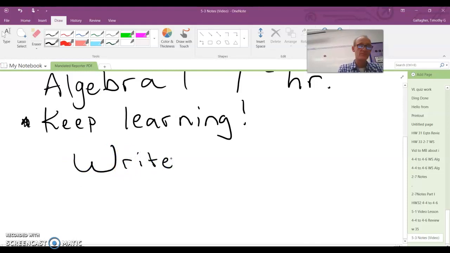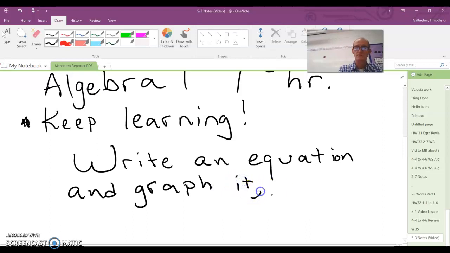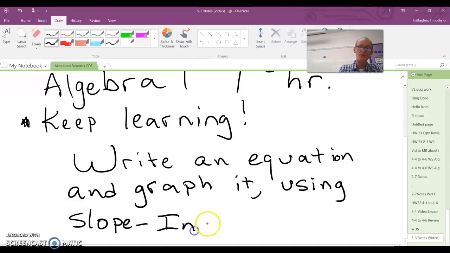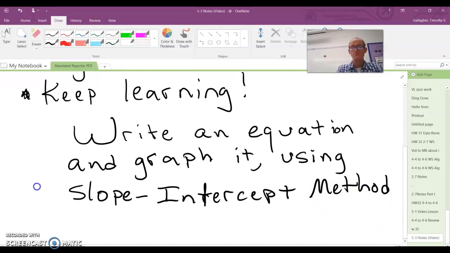In 5.3, the goal is to write an equation and graph it using the slope-intercept method. Write an equation and graph it using slope-intercept method.